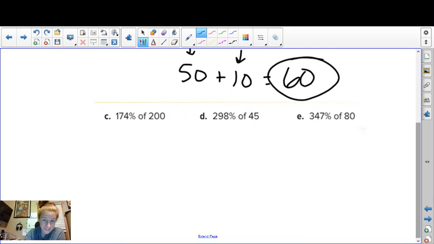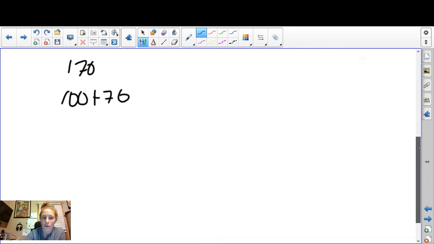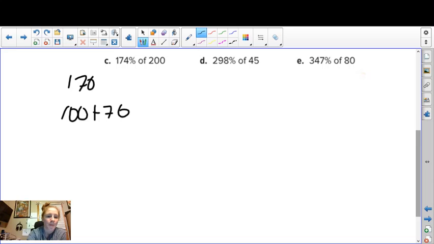All right, we're going to do C together, and then you're going to do D and E on your own. So 174, I'd say that's about 170. So that's 100% plus 70 more, right? We can do simple math like that. So I need to deal with 10% of 200, which is equal to 20.